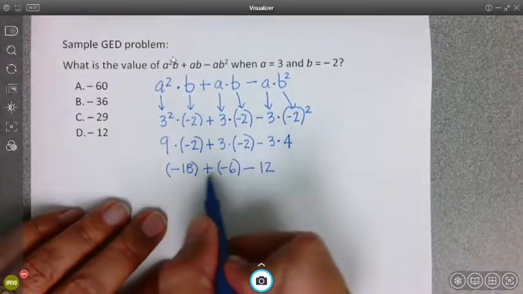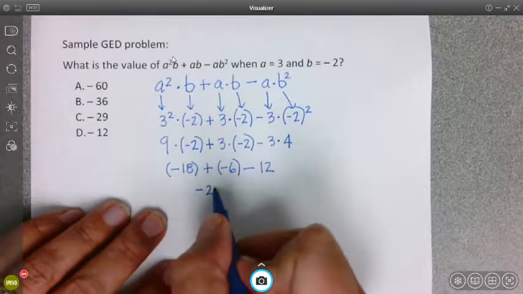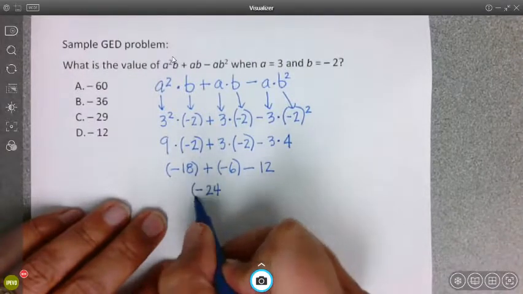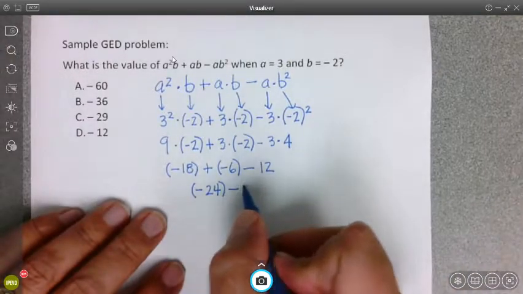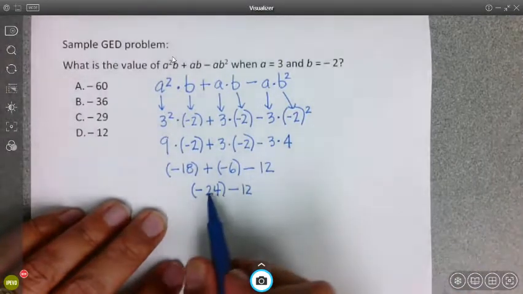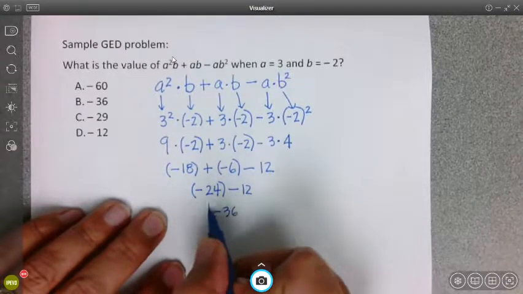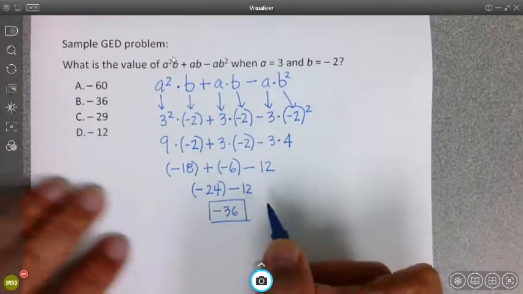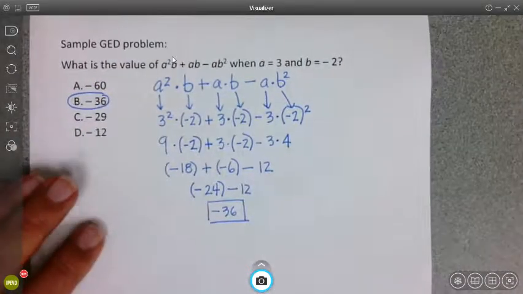Next I do the addition. -18 plus a -6 is a -24. Still keeping parentheses around that to make sure we see that's a negative number. Minus 12, -24, subtract 12 is a -36. So that's the answer that we're looking for in this case, which would be answer B for this particular problem.